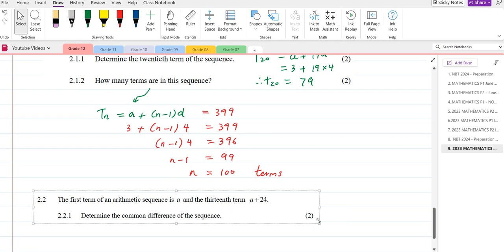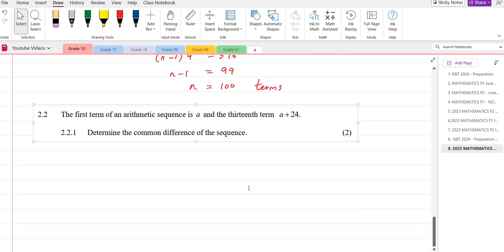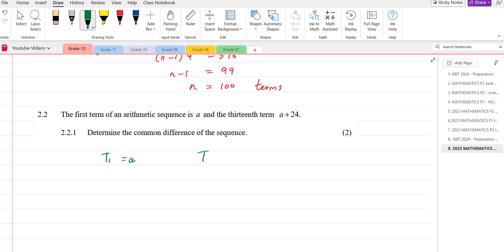Let's see what they're saying here. The first term of an arithmetic sequence is a, and the 13th term is a plus 24. Determine the common difference of the sequence. What's the common difference? So first term 1 is equal to a, and what's the 13th term?